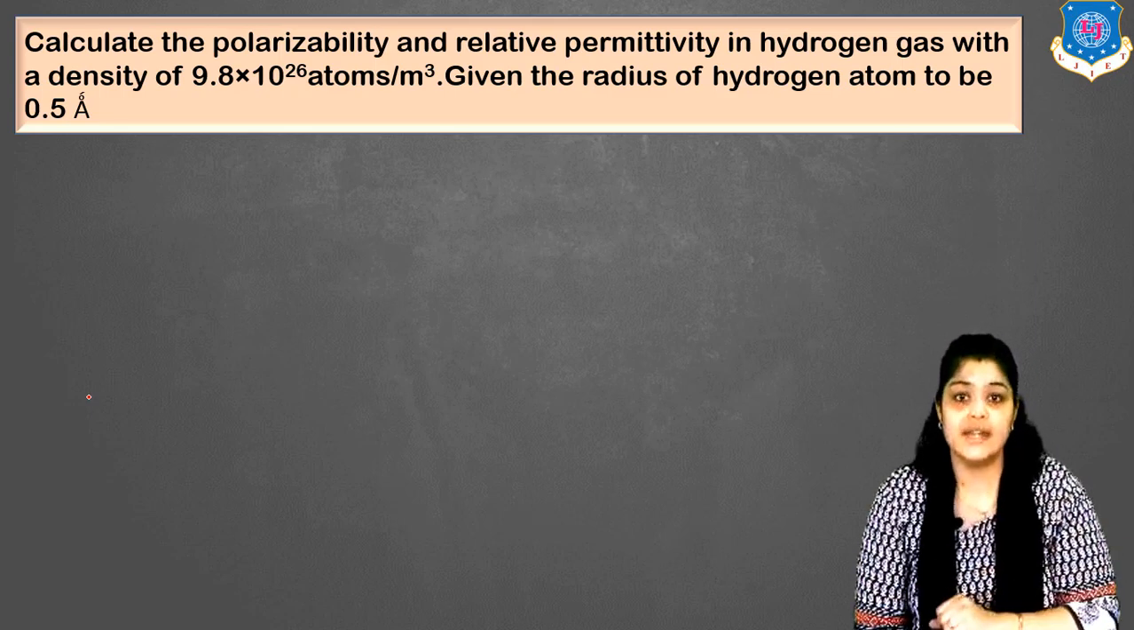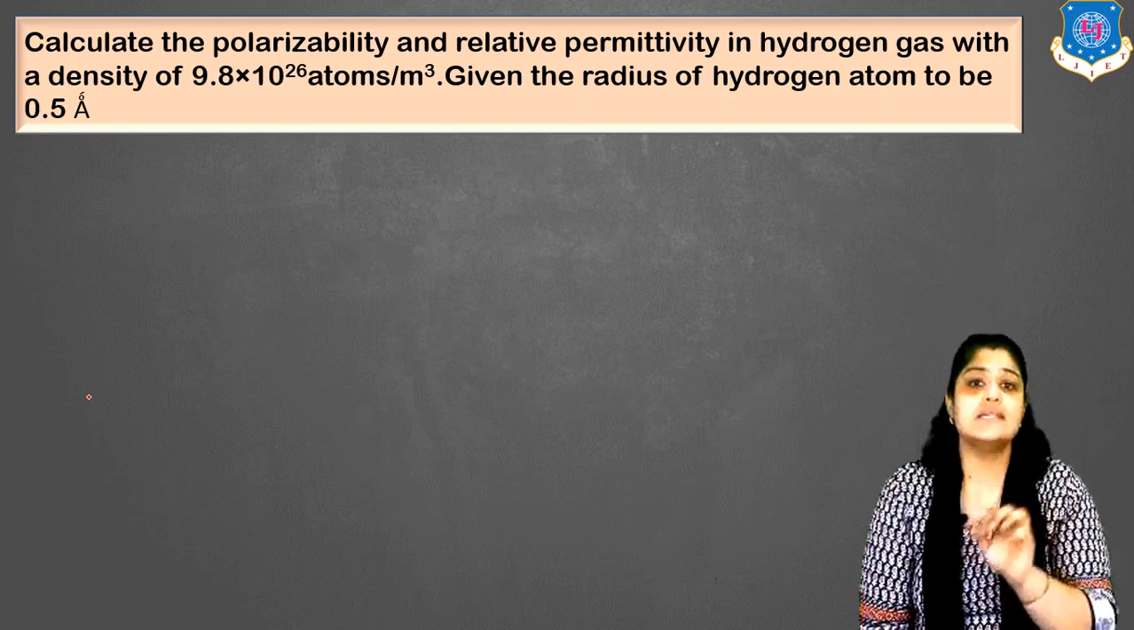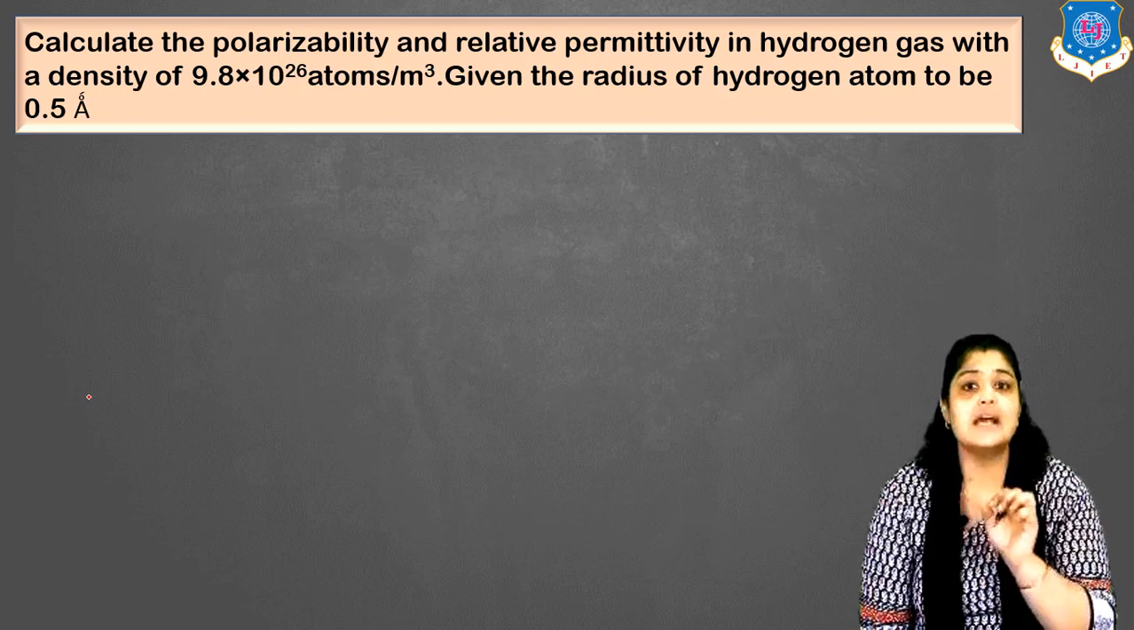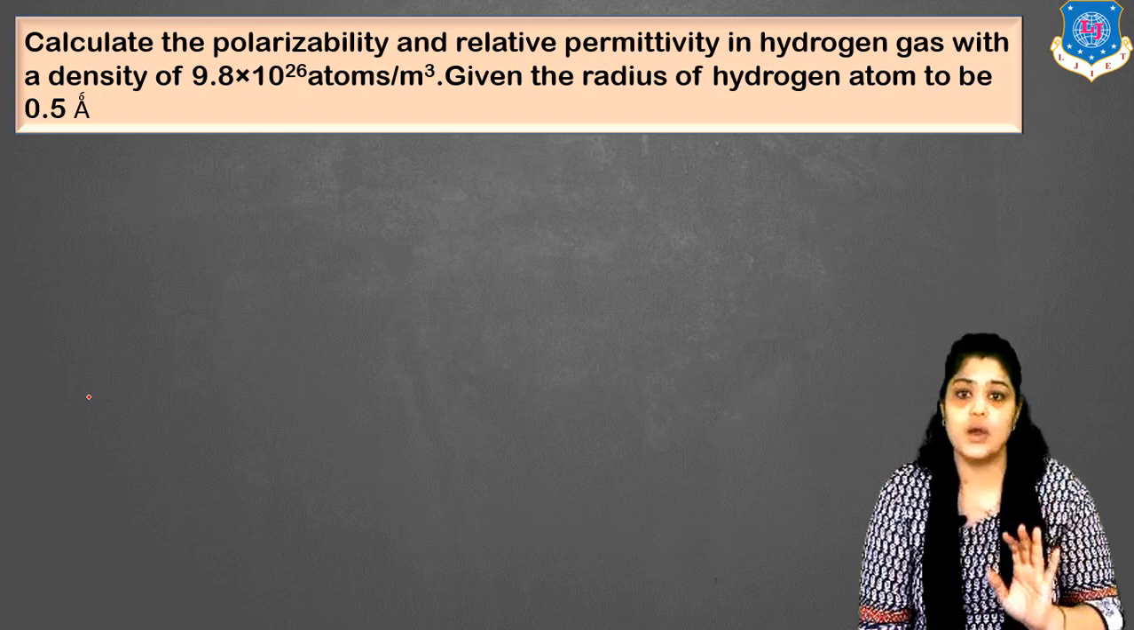You have been given the radius. So if radius is given, it's easy to find out alpha E because alpha E is equals to 4 pi epsilon 0 r cube.